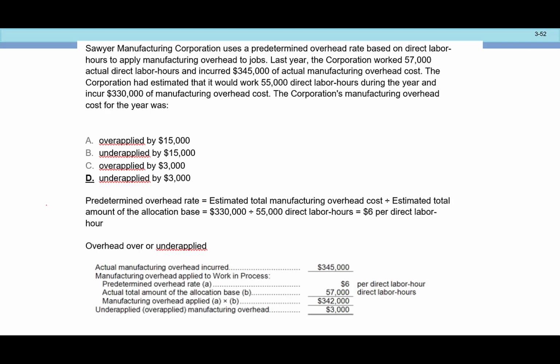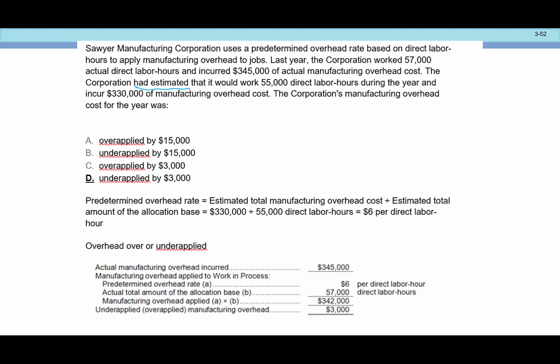Okay, let's look at some more quiz questions that are embedded in the slides here. Sawyer Manufacturing Corporation used a predetermined overhead rate based on direct labor hours to apply manufacturing overhead to its jobs. Last year, the corporation worked 57,000 actual direct labor hours and incurred 345,000 of actual manufacturing overhead costs. The corporation had estimated that it would work 55,000. Had and estimated is a key phrase here, isn't it? Because that's what you use to calculate your predetermined overhead rate. So we had estimated that we would work 55,000 direct labor hours during the year and incur 330,000.